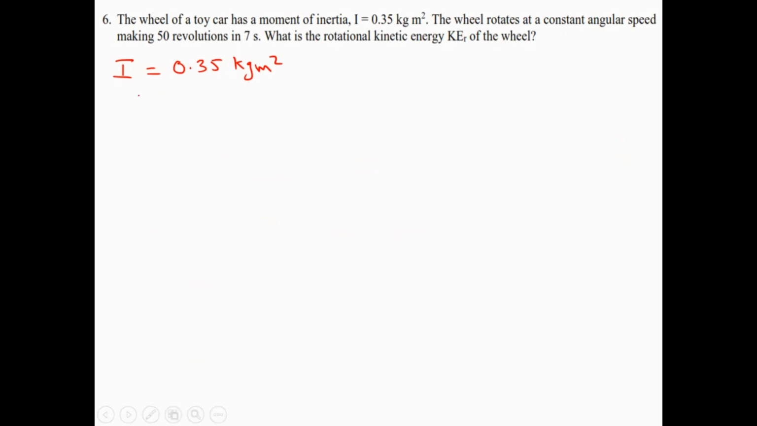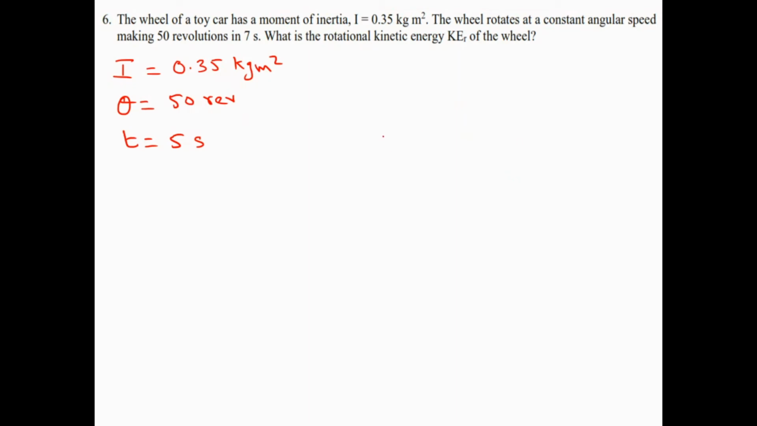So when the wheel rotates, it will have the angular speed omega. The angular speed omega is not given, but the angular displacement theta is given. How many revolutions does it make? 50 revolutions, in the given time. So in this time, how many revolutions did it do? 50 revolutions. Now we are going to find the rotational kinetic energy of the wheel.